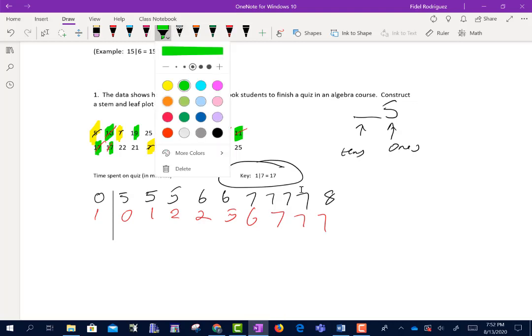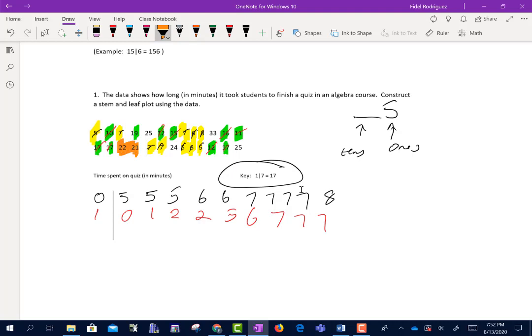So let's try this. Here we go: 22, 21, 25, 24, 25. Let's go with the 20s. The smallest 20s number that we have looks like it was 21. We had a 22, a 24 right here, and then it looks like we had two 25s. And then the last number we have is 33. So 33, okay?